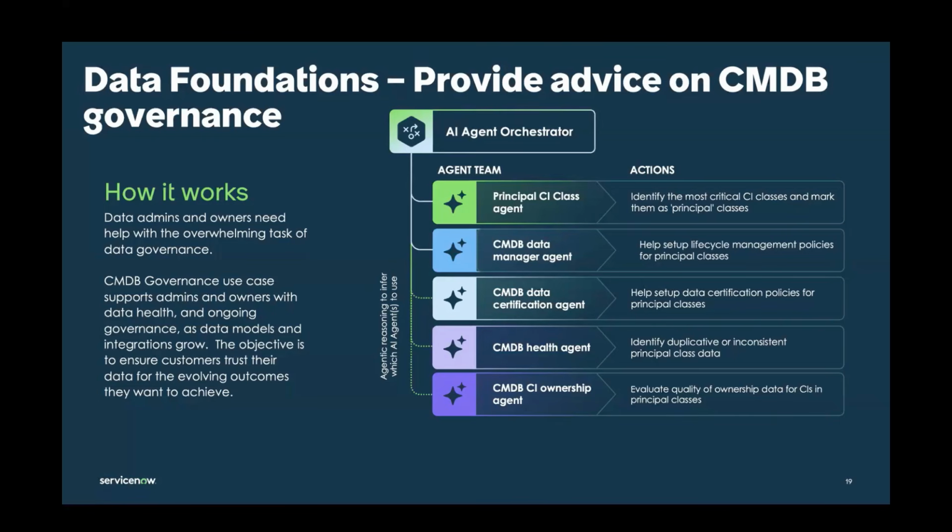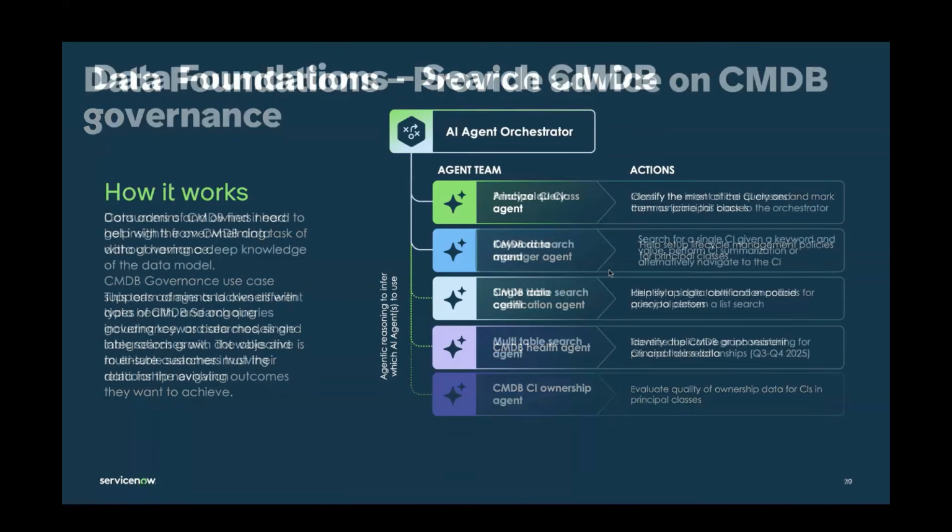And the last one is the ownership agent. One of the key challenges in governing the data is making sure owners are assigned to the CIs. Basically, it's really hard to assign somebody a task to attest or to do the certification of a CI if you don't know who the owner is. So this looks at ownership gaps and provides suggestions on how to close those gaps as well. So those are the key agents that we have available.